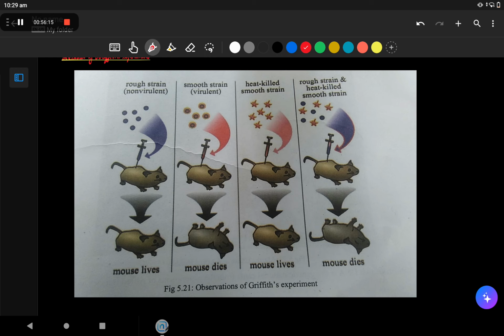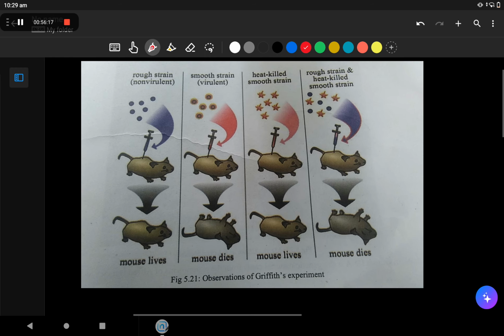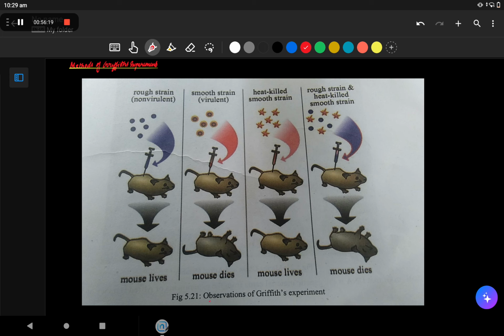Let me explain this with the help of this diagram. See, methods of Griffith experiment, observation of Griffith experiment. First, he took the rough strain, which is non-virulent, R strain, as I told you, and he injected it into this mice. After he injected, the mouse lived, it was alive. So he verified that R strain is not that dangerous. And coming to the smooth strain, virulent, when he injected, the mice died.